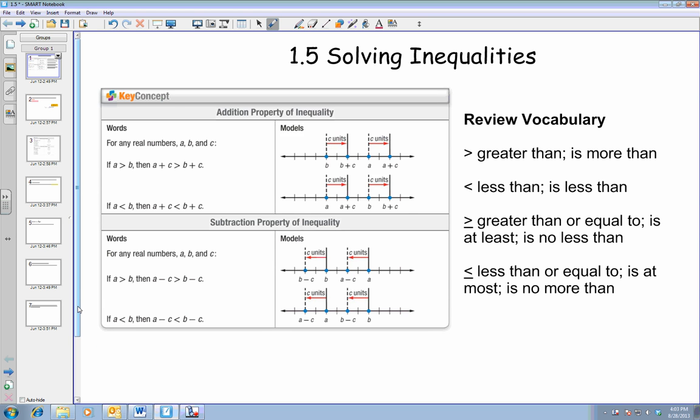Okay, this is section 1.5, solving inequalities. So the first thing we're going to go over is just some addition properties and subtraction properties of inequalities.